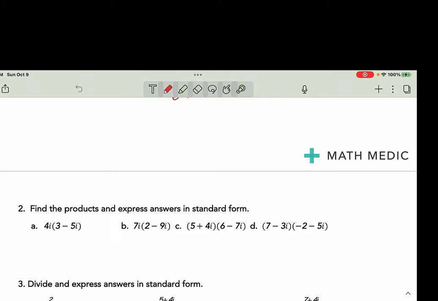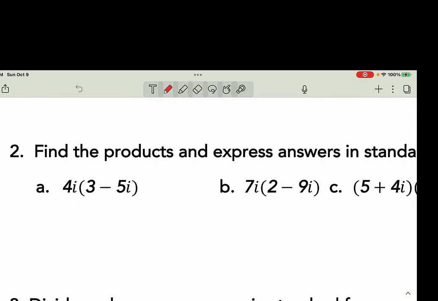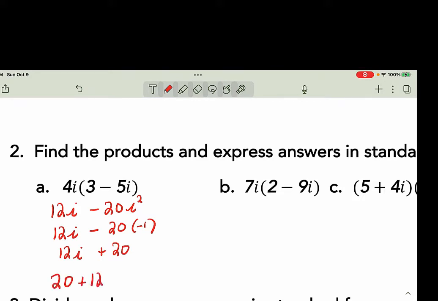First thing we're going to do with this one is we have an imaginary number times a complex number. And so we just multiply it. 4i times 3 is 12i. And then we have 4i times minus 5i is minus 20i squared. And now notice this is going to be 12i minus 20 times negative 1, which is 12i plus 20. And then we have to flip it around, again a plus bi, so that it's in standard form, so it's going to be 20 plus 12i.